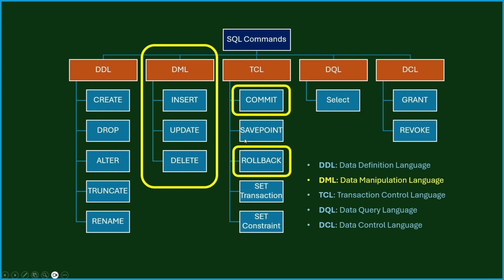I'll also cover two important commands from the TCL category: commit and rollback. I'm including them here because whenever we use DML or DDL, there is always a risk of making mistakes. If we forget to use commit or rollback, we can cause serious irreversible damage. In real companies, you're working with thousands or even millions of rows of valuable data. One wrong command could wipe out everything, and you wouldn't be able to undo it. That's why commit and rollback are so important. So let's jump into the workbench.